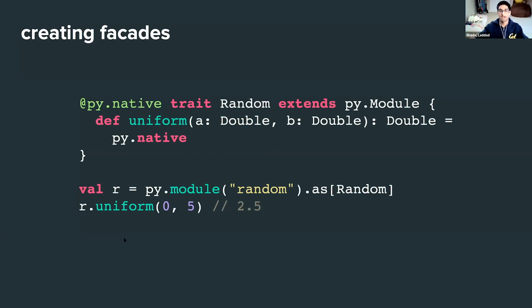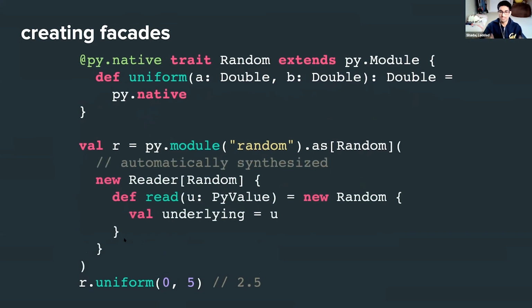So you define this as a py.native trait. You define what methods are available. In this case, we're just saying there's a uniform method that takes two doubles and returns a double. We implement it with py.native, and now we can take our imported module, cast it into this facade using .as, and now we can access all of these type-safe methods. And if we pass in the wrong types of arguments, we'll get an error at compile time. So now we can deal with Python libraries safely.